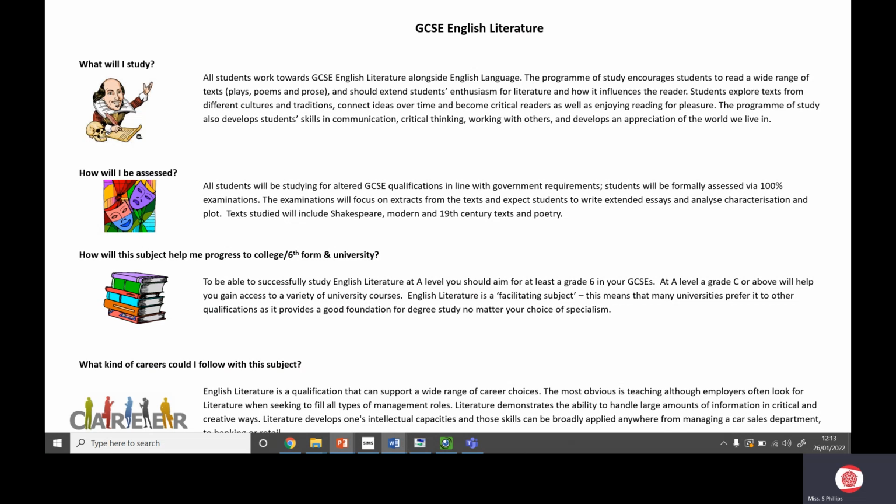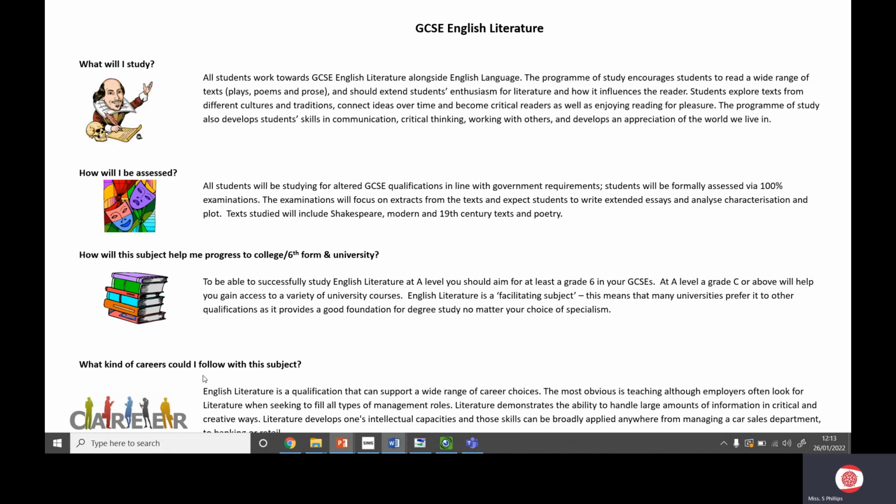So English literature, as well as language, is excellent for developing communication, those analytical skills, those higher order thinking skills that can be applied to lots of different subjects. And I'm sure that if you go on to study A levels and university, a lot of students have got degrees in, for example, maths or science, they might have done English literature at A level because it does give those building blocks and that foundation to all of the necessary skills that you will need in the workplace.